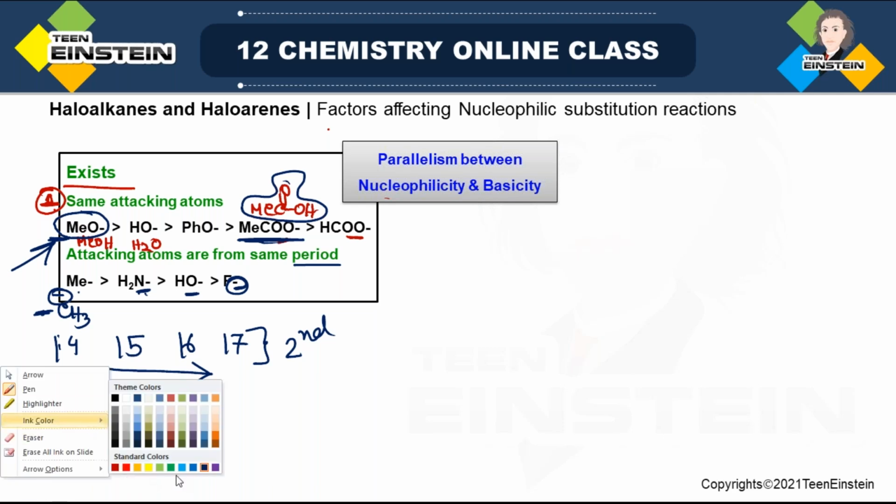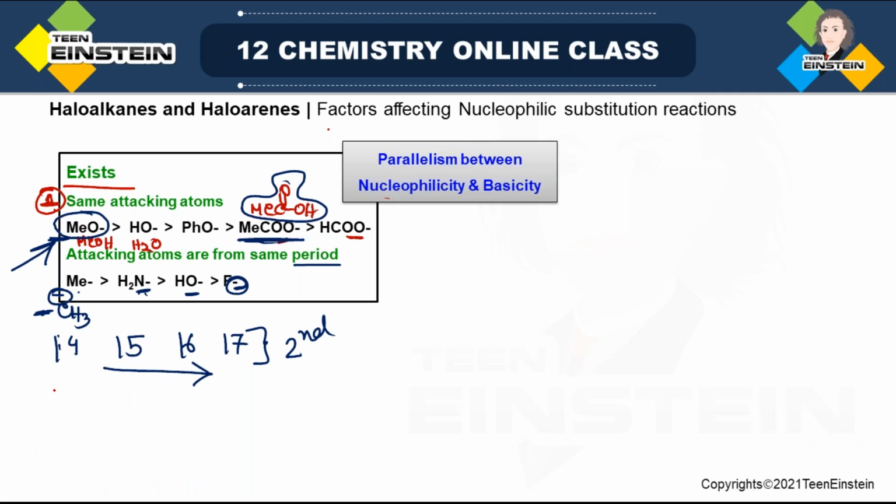So when it is methyl, the corresponding acid is methane. When it is NH2 minus, the corresponding acid is ammonia. When it is HO minus, it is H2O. When it is F, it is HF. Now acidity for these four molecules. This is the order. This is maximum acidic.